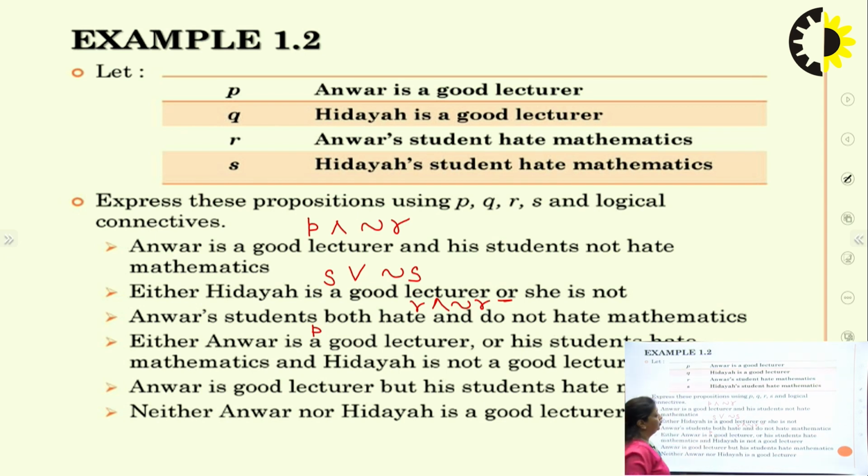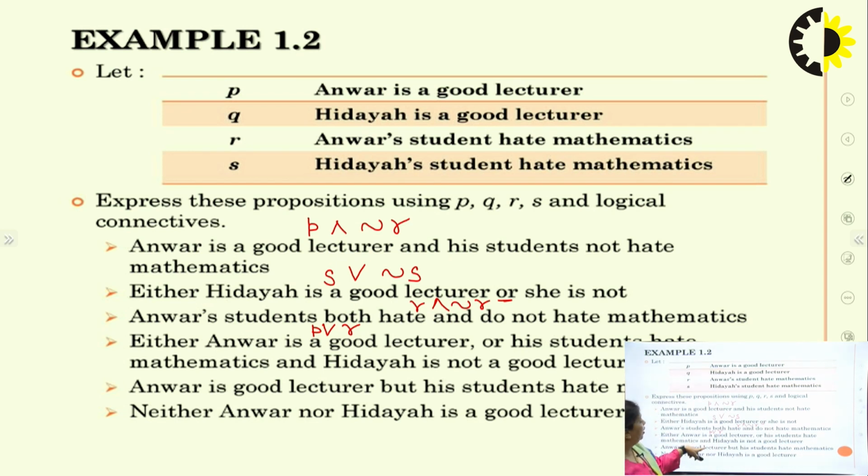Okay, Anwar is a good lecturer. This is given by P. Then his students hate mathematics. Anwar's students hate mathematics. This is already there. So we have R. Now they are saying or. So or means P or R.